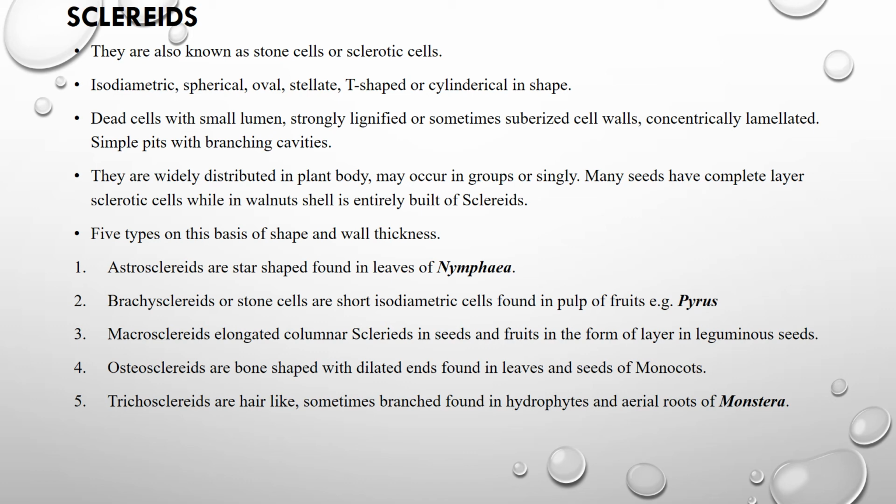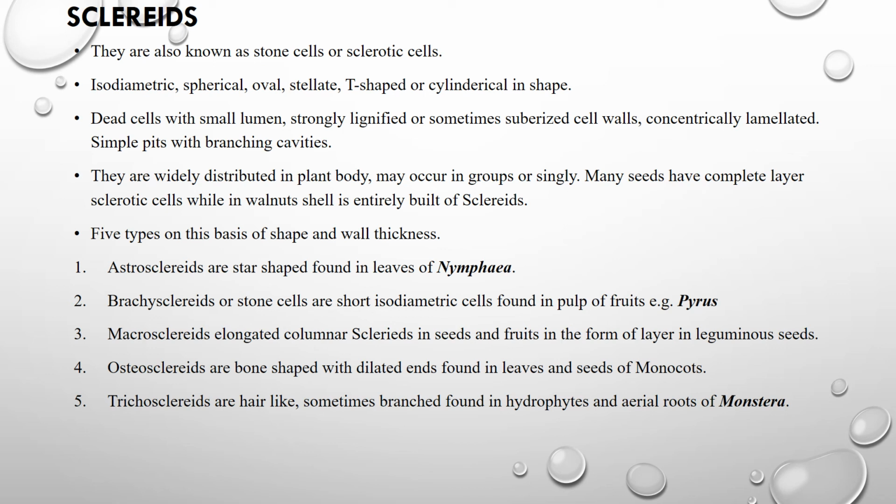There are 5 types of sclerids on the basis of shape and wall thickness. Number 1, astrosclerids. They are star shaped and they are found in the leaves of Nymphaea plant, which is an aquatic plant. Number 2, brachysclerids. They are stone cells and are short isodiametric cells found in the pulp of the fruits, for example Pyrus.